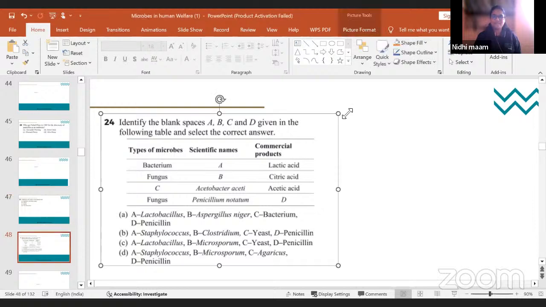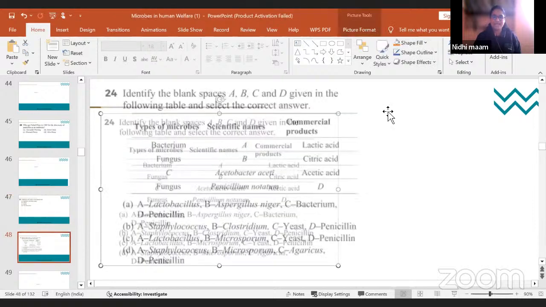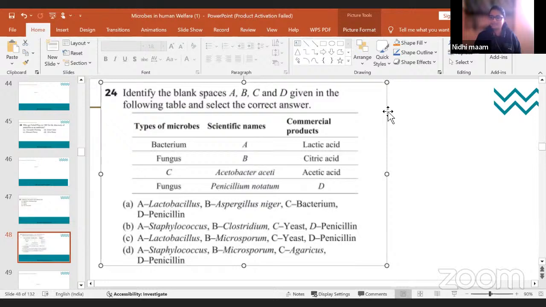Next question. Identify the blank spaces A, B, C and D given in the following table. Observe the question properly. Types of microbes: bacterium, fungus, C, fungus. Scientific name: A, B, Acetobacter aceti, Penicillium notatum. Commercial products: bacterium A lactic acid, fungus B citric acid, Acetobacter aceti type of microbe you should say, fungus Penicillium notatum D. So you have to say what is A, B and C.